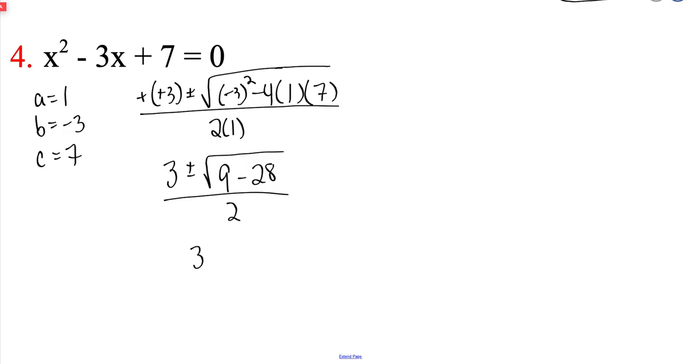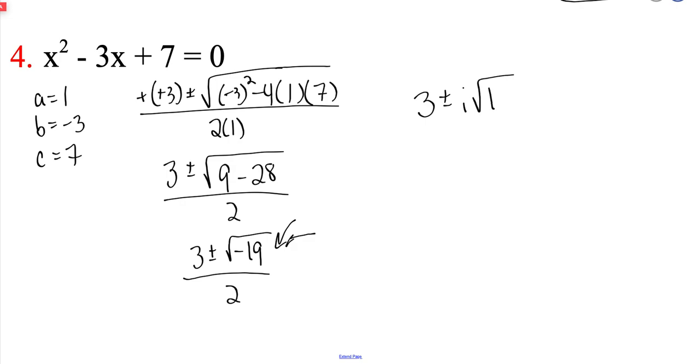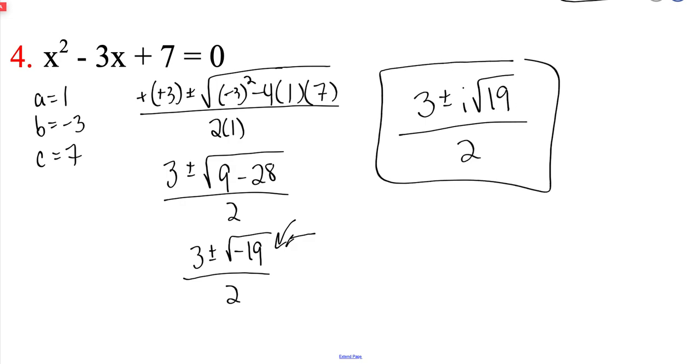Simplify things down again. 3 plus or minus, so that's going to be a negative 19 underneath there. So square root of negative 19 over 2. And now you got to simplify a little bit. We cannot have a negative square root, so we got to bring that i out. So we got 3 plus or minus i root 19 over 2. So there we got a negative underneath that square root, and we had to simplify that down. 19 is prime. It doesn't simplify, so we are good. Okay?